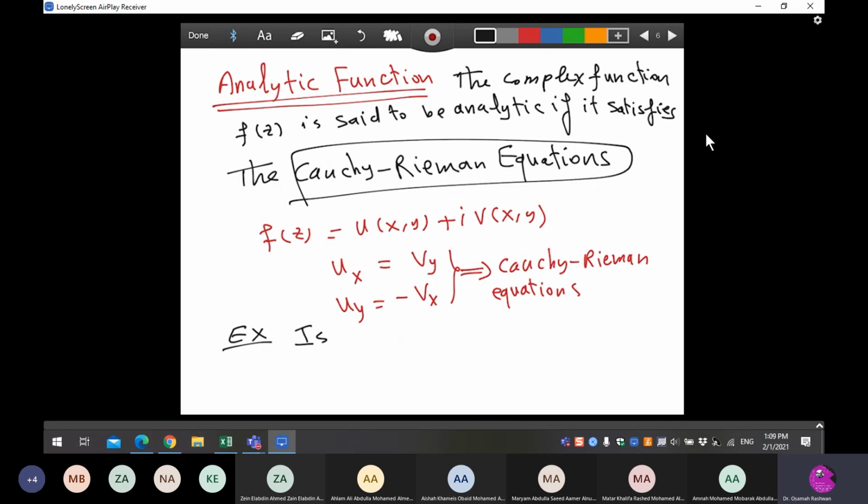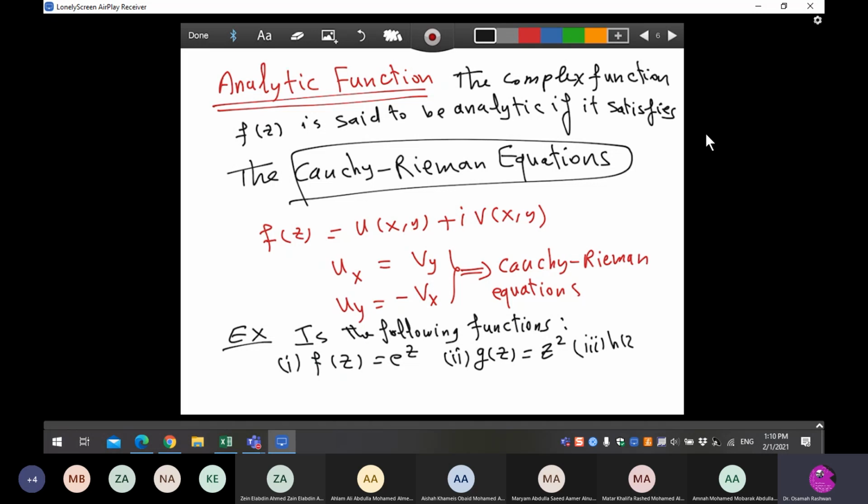Is the following function number 1, f of z equal to e to the z, g of z equal to z squared, h of z, we call it z bar, right? Let's go for the first one.